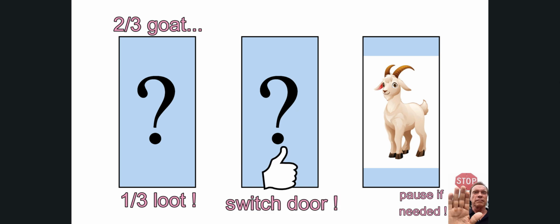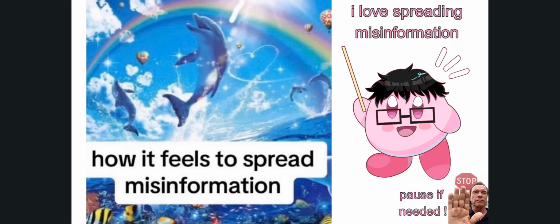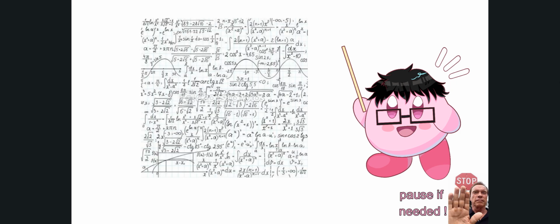Because there is always a higher probability that the chicken jockey is behind the other door that you did not select. If you think I'm spreading misinformation, give it a Google search. Let's move on to the last topic I'm covering, proofs.